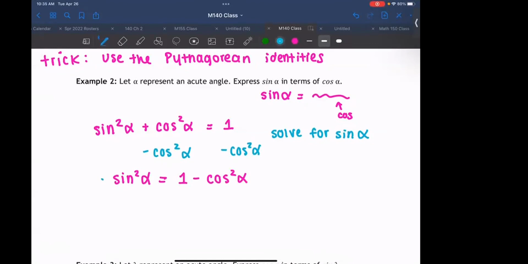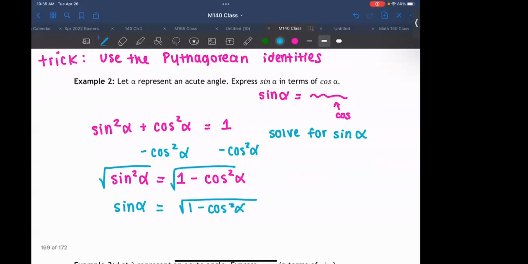So taking the square root of both sides, we have sine of alpha equals the square root of 1 minus cosine squared of alpha. Am I forgetting something? Plus or minus, good. Okay, now we got sine by itself. We're actually not done yet. It looks done, but let's take a look at what the question says again.